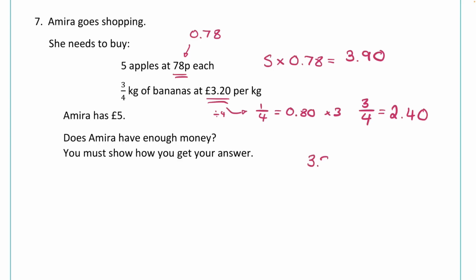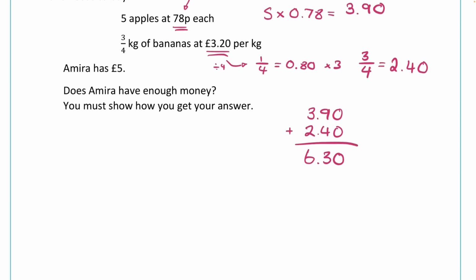And we have the £3.90, and then we want to add those together. So £3.90 add £2.40. We'll obviously show the working out. I've written column addition there, but I am just typing this in on the calculator. So 3.9 plus 2.4, and that comes out as £6.30. So Amira has £5. Does Amira have enough money? No. We want to write a conclusion here. Amira does not have enough money, or does not have enough.